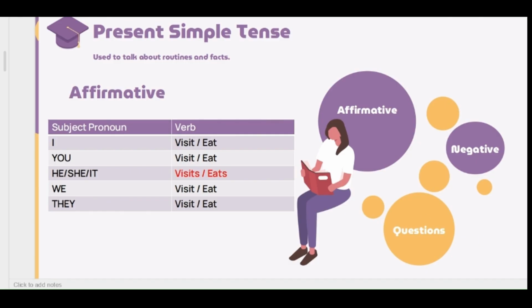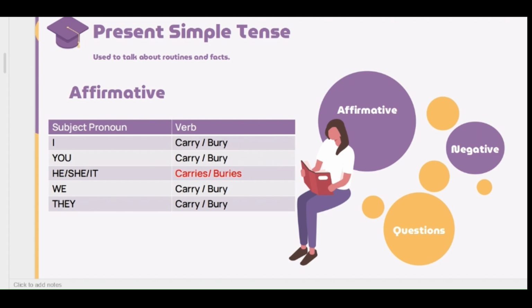You want to sleep. For example, verbs ending in ch, the same. I, you, we, they doesn't change, but for he, she, it, we have to put es at the end. So watches, flashes. Okay? Very good.